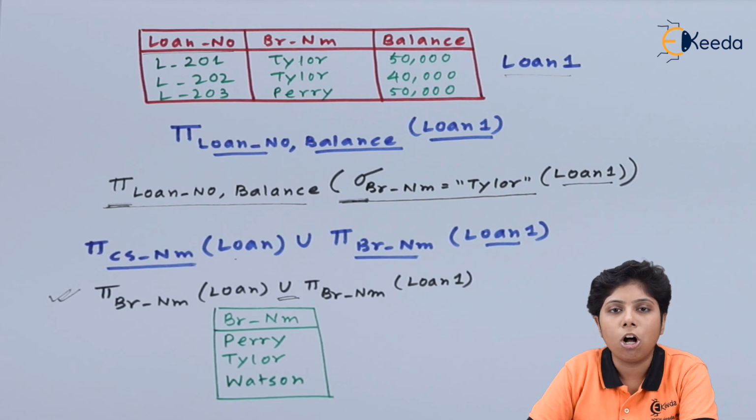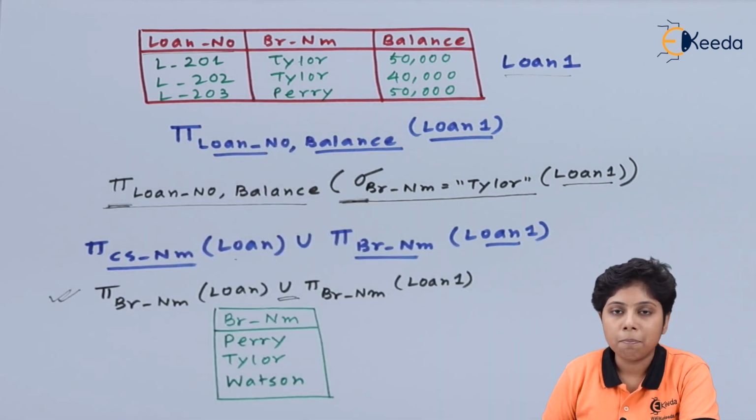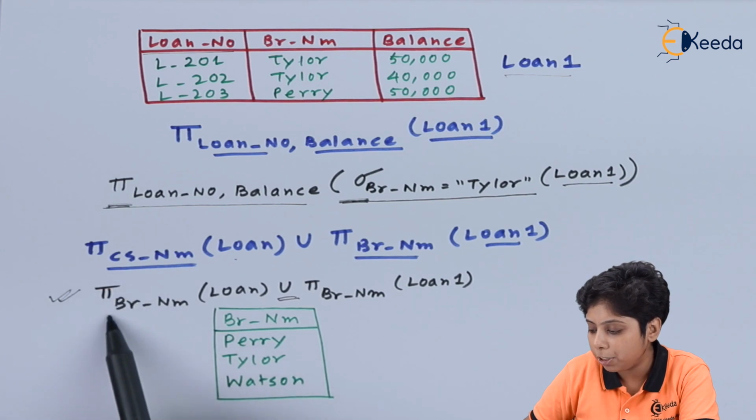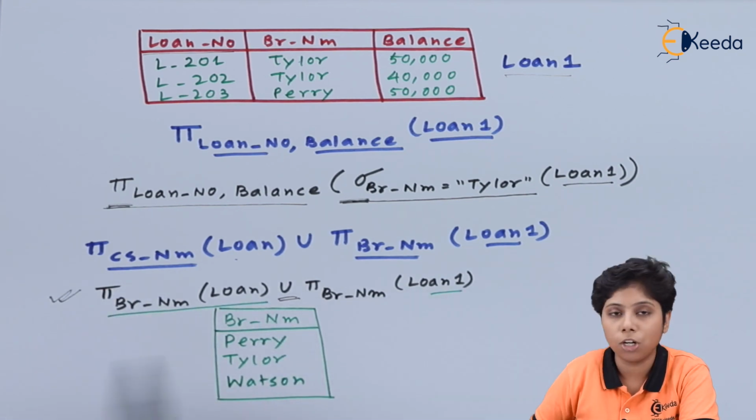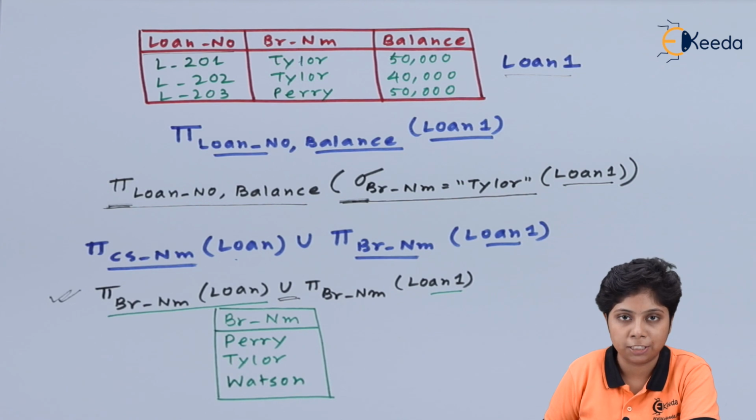If we recall, the branch name of the loan relation has exactly, in order, Perry, Taylor, Watson. Now here we can see that Taylor is first and Perry is second. But as this projection operation comes before the loan 1 operation, obviously the ordering will be done on behalf of the first relation that is used for the projection operation.